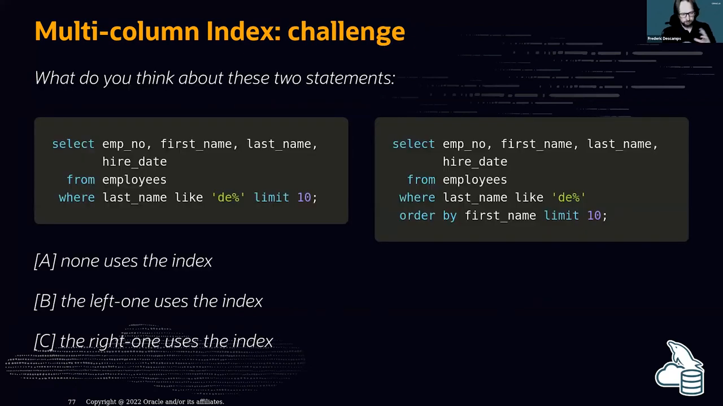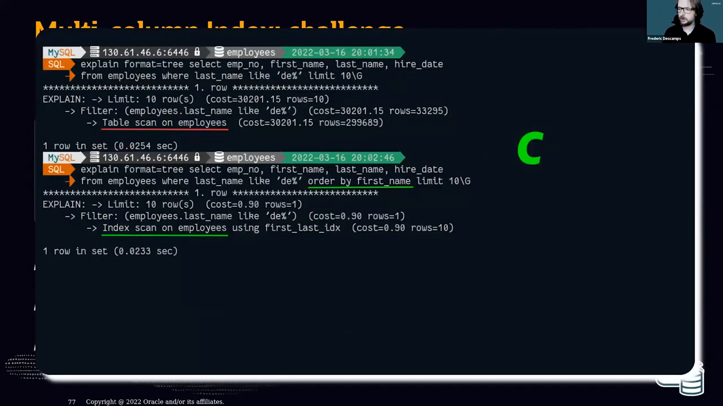There is one, let's say, exception, right? What do you think about the two statements? They are almost the same, just the second one has an ORDER BY. So which index will be used? None of the statements use an index? The left one will use the index, or the right one will use the index? And in fact, it's the right one that will use the index because of the order. We will do an index scan instead of a table scan to find that information. This is the only exception, right?